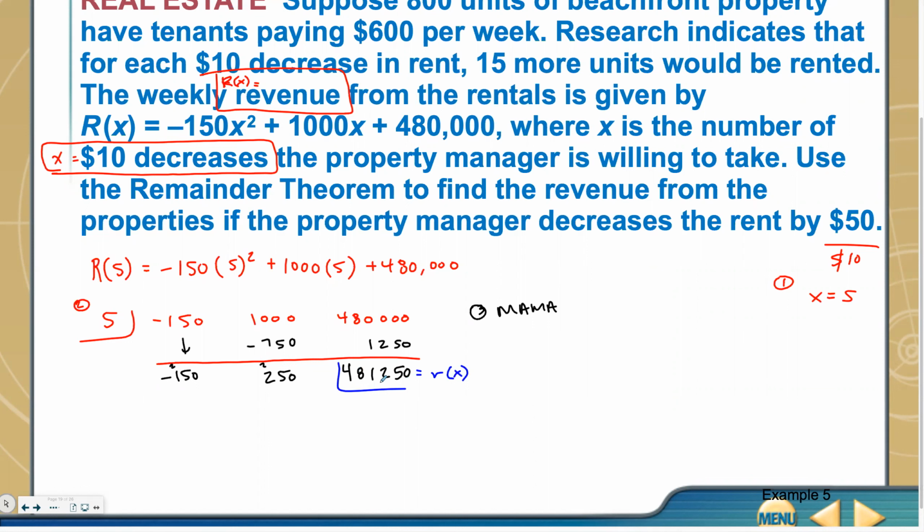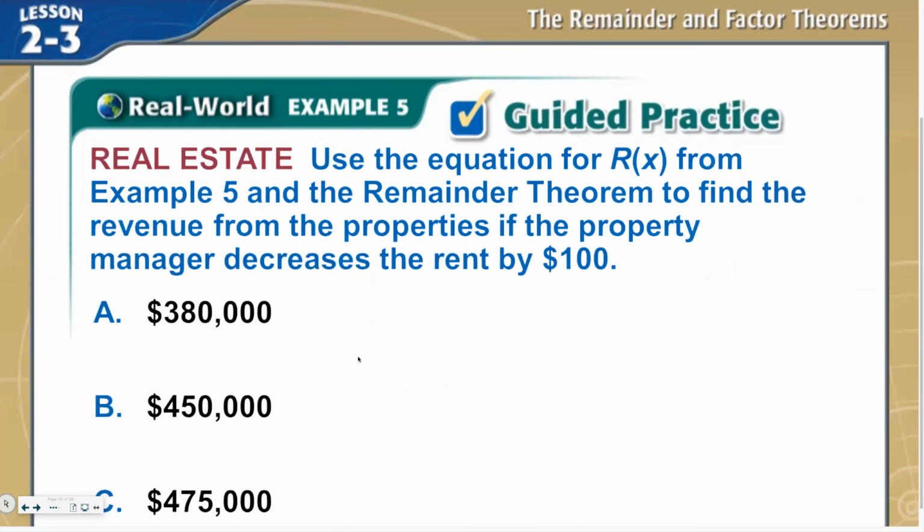Just to make a connection here, remember how I've been talking about how this is not a factor and not a 0. And if it were 0, we would say it is a factor and it is a 0, because these two numbers should always be identical. If you graphed it or you put in a 5, you would get 481,250. That's why we get the same thing here as a remainder as you would get if you plugged it into the equation. So that's all the remainder theorem states. Now it's your turn to try DOL number 5.